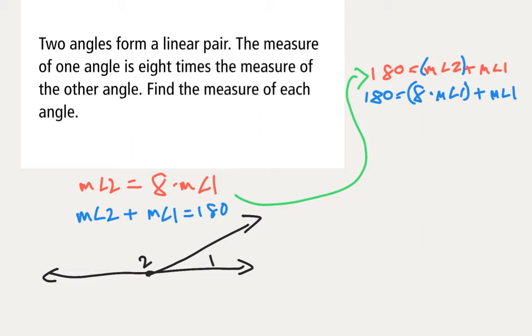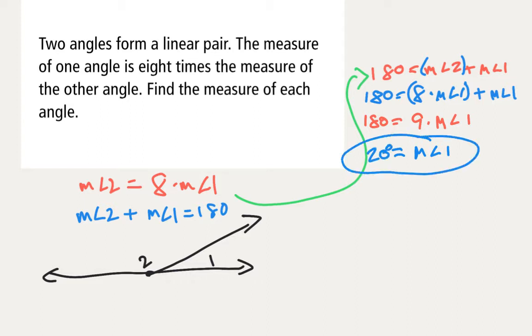So 180 equals 9 times the measure of angle 1. Now we just have to divide by 9 on both sides. Let's see here. Measure of angle 1, that would be 20 degrees.